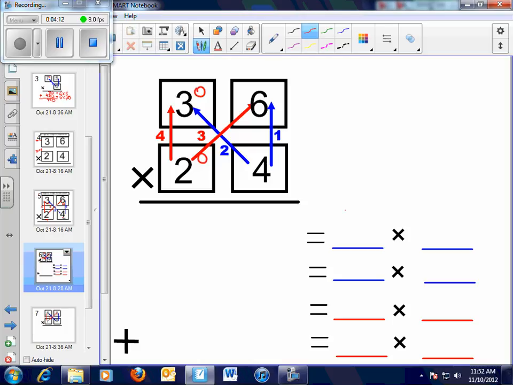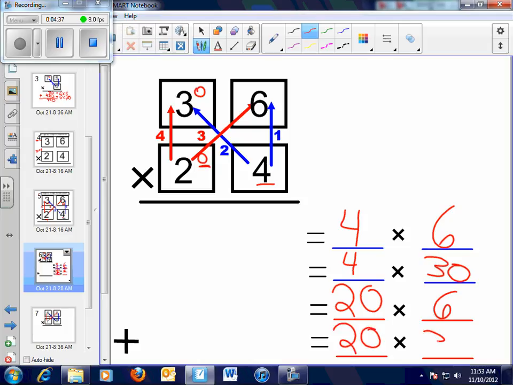4 times 6 is our first step. And we like to start with that 4 down here, not 6 times 4, but 4 times 6. Again, you'll see the pattern here in just a second. Our other factors are 4 times 30. Our second pair of factors is going to be 20. We've got that baby 0. 20 times 6 and 20 times 30.